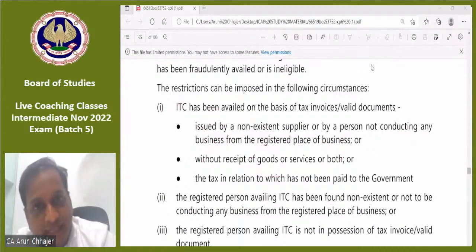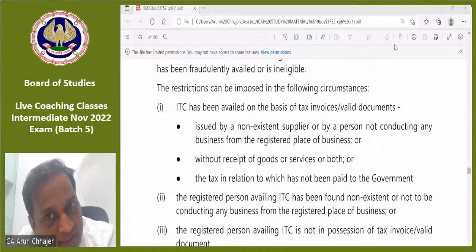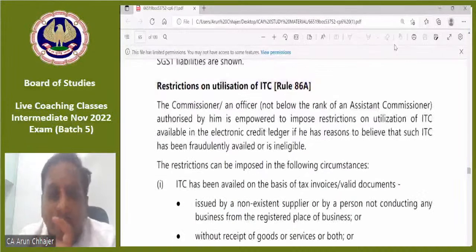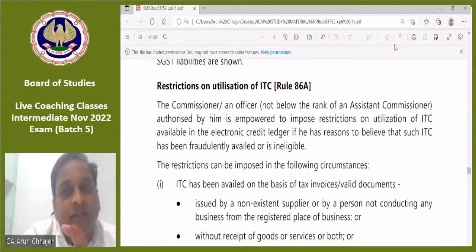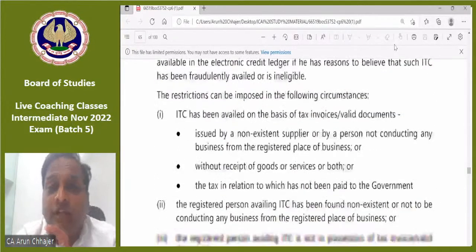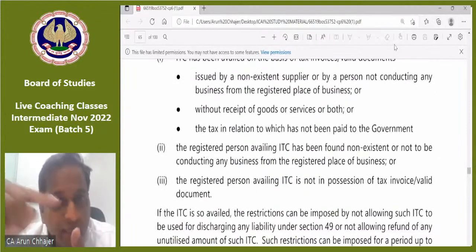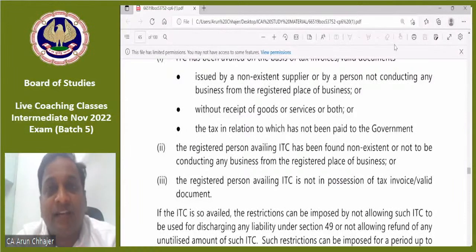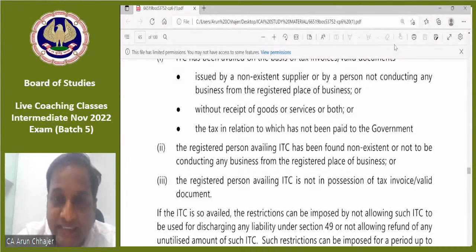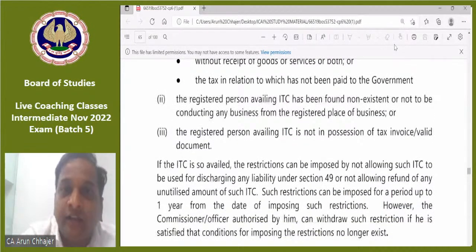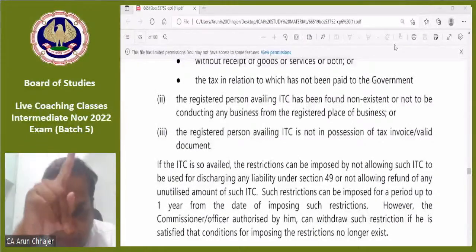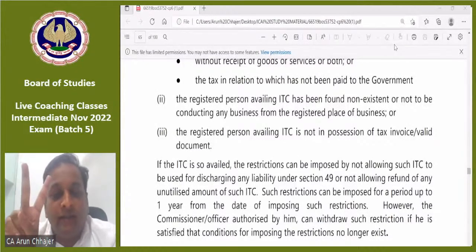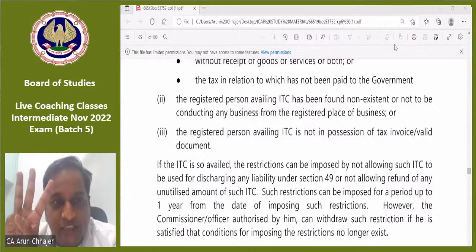What we are discussing, 86A. Why are we discussing it? Try to identify the situation in which the ITC is not available to utilize. How is it not available to utilize? Commissioner or any officer authorized by him, if they have the reason to believe that ITC has been availed fraudulently, either supplier is not in existence or without receipt of the goods or tax has not been paid.